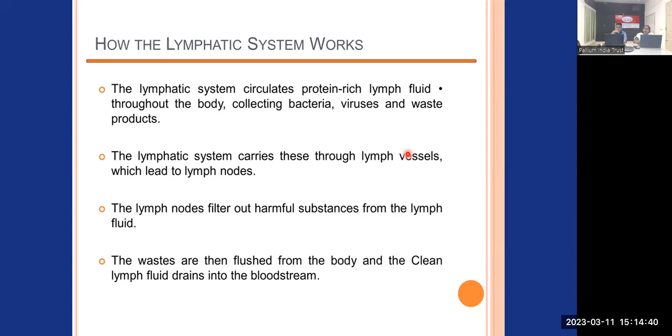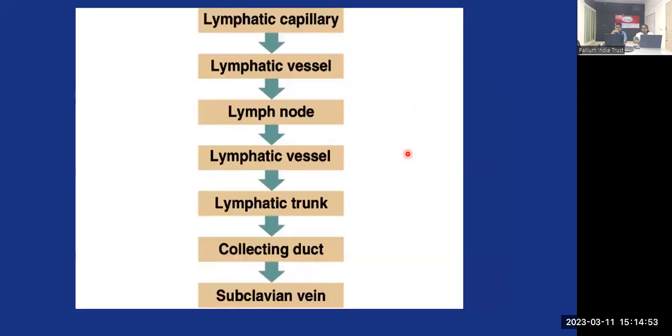And then it will flush out the waste products from the body, and the clear lymphatic fluid is pushed into the bloodstream. So you can see lymphatic capillaries, then lymphatic vessels, then lymph node, then lymphatic vessels, lymphatic trunk, then collecting duct, and the last thing is the subclavian vein. Finally it goes to the subclavian vein. That is why we learn the lymphatic system is also a part of the circulatory system. The lymphatic fluid is finally drained into the subclavian vein.